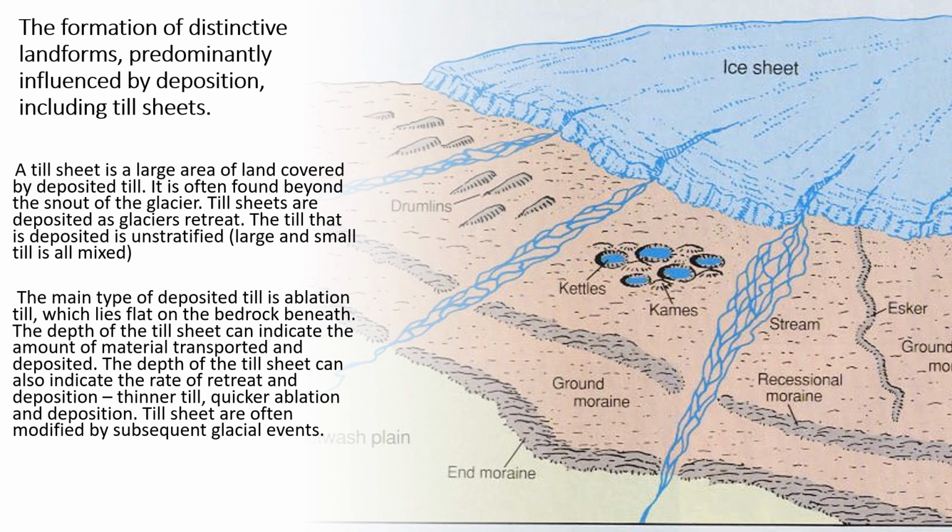And we get till sheets. You can see with this image here that we get large areas of till. Sometimes it's called ground moraine, but till sheets or ground moraine are literally where the glacier just deposits debris all over the area from which it's receding. So as it ablates and moves back, it just deposits material. That's ground moraine or till sheets.